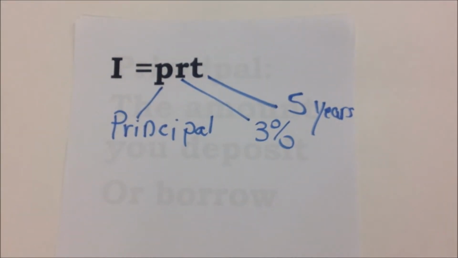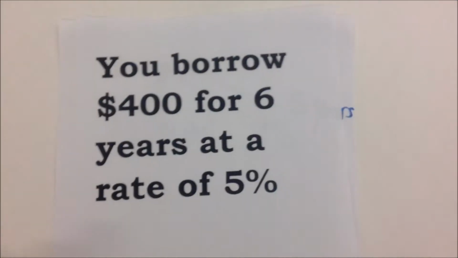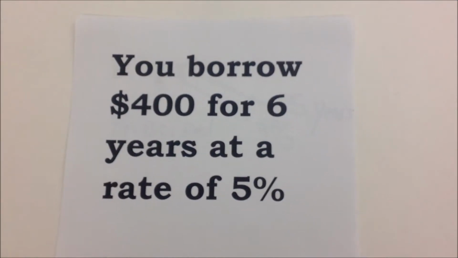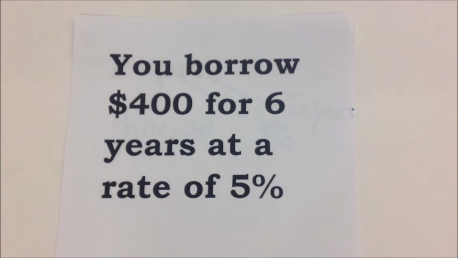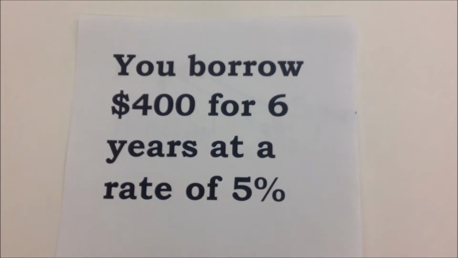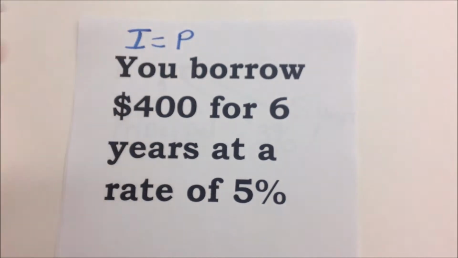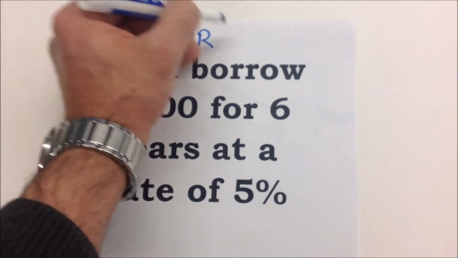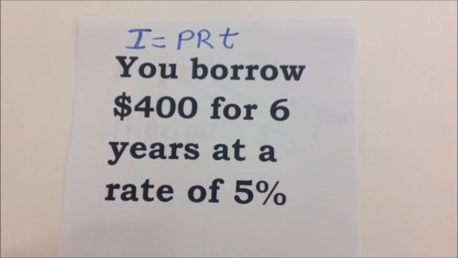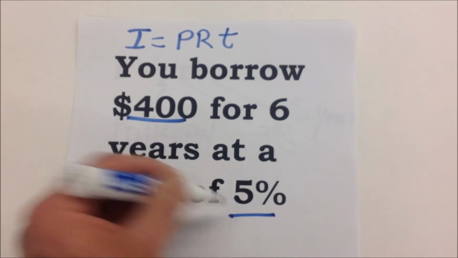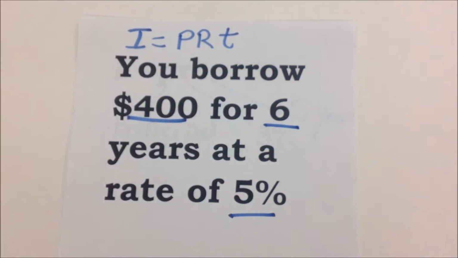So let's do an example. Let's say you borrow $400 from the bank for 6 years at a rate of 5%. So again, remember the formula. The interest equals the principal, what you borrow, times the rate, times time. So we have the principal, $400. We have the rate, 5%. And we have the time, 6 years. See if you can find an answer to that.